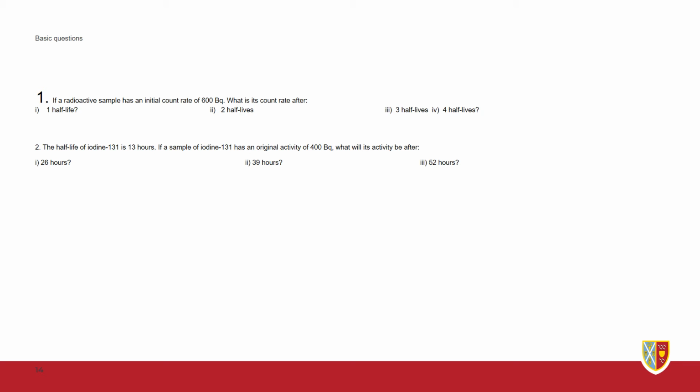The half-life of iodine is 13 hours. If a sample of iodine has an original activity of 400 becquerels, what will its activity be after 26 hours? Well, 26 hours is 2 half-lives, so that'll be down to 200 and then further down to 100. Another half-life after that will be down to 50, and then another half-life after that it will be down to 25.